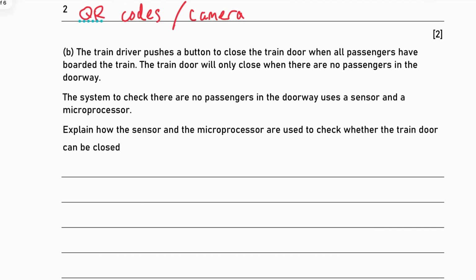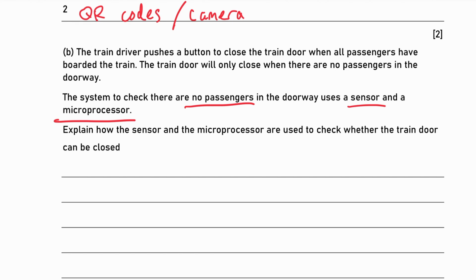The train driver pushes a button to close the train door when all passengers have boarded. The train door will only close when there are no passengers in the doorway. The system will check that there are no passengers using a sensor and a microprocessor. Explain how they work together in order to check whether the train door can be closed.